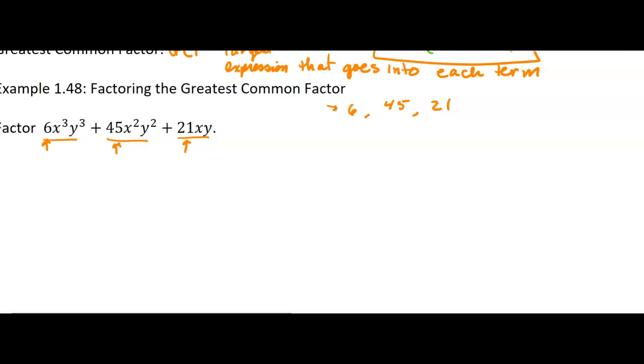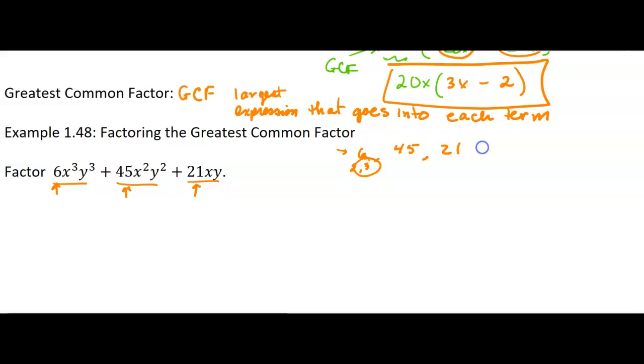Then think about, well, what is 6 made up of? 2 and 3, right? 2 times 3 is 6. Well, does 3 go into 45? Yes. Does 3 go into 21? Yes. Okay, so 3 is the greatest number that's going to go into those coefficients. So my GCF is going to have a 3 in it.